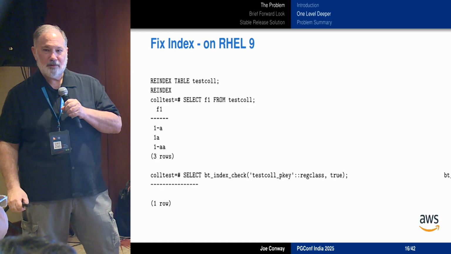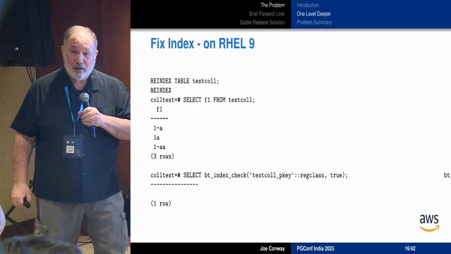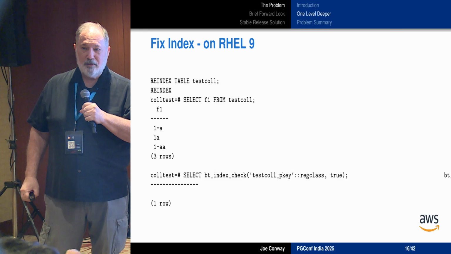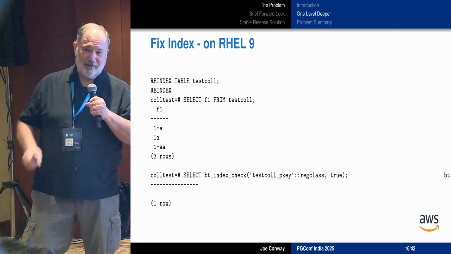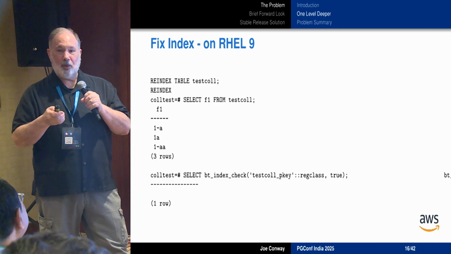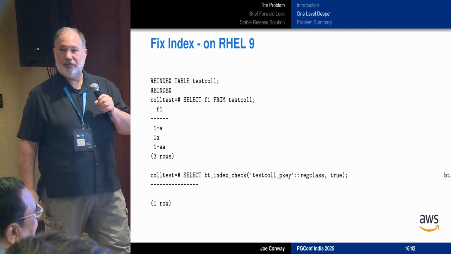Is there a way to remain isolated from these glibc version changes? Well, that's what I'm going to get to at the end. And that's actually what we've deployed on RDS and Aurora.